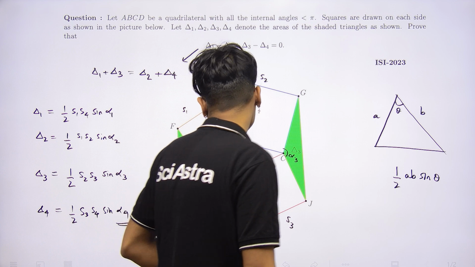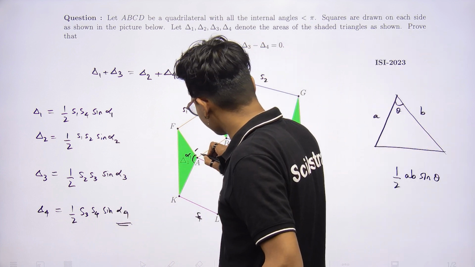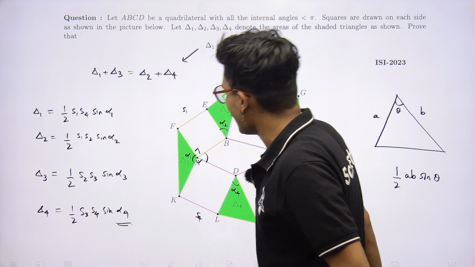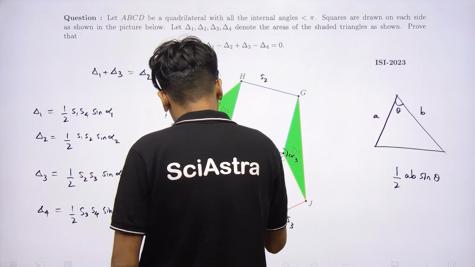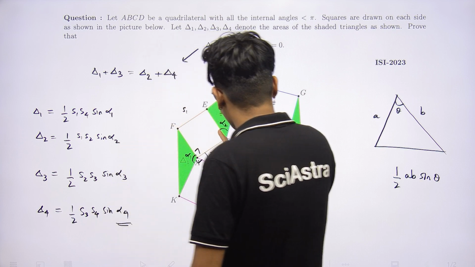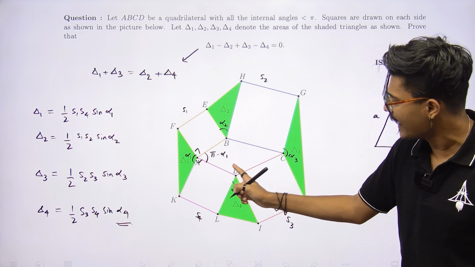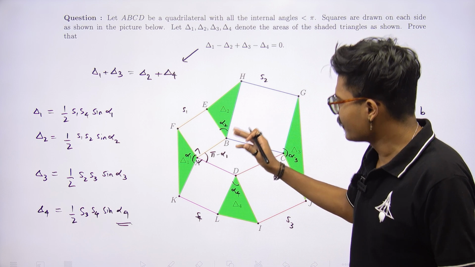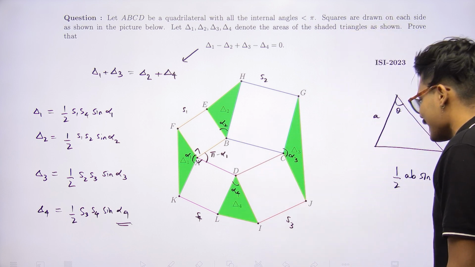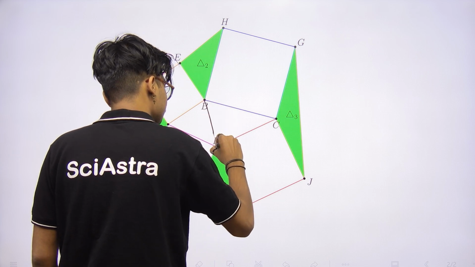Now observe that these are squares, right? So these two angles are 90 degrees. So this internal angle of the quadrilateral turns out to be nothing but pi minus alpha 1. Similarly, angle B is just going to be pi minus alpha 2, angle C is going to be pi minus alpha 3, angle D is going to be pi minus alpha 4, right? Like I said, we'll look at this figure in two different ways. The second way we look at the figure is, we draw this diagonal BD.